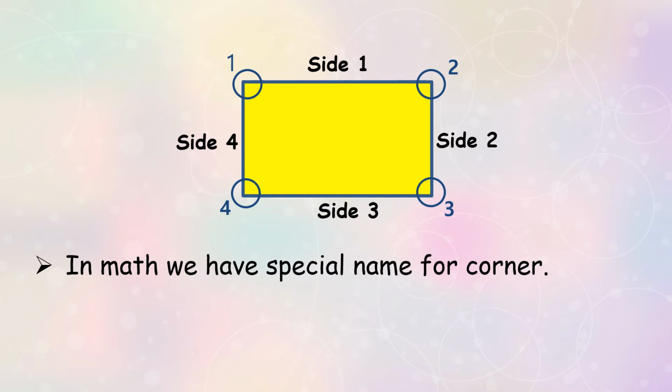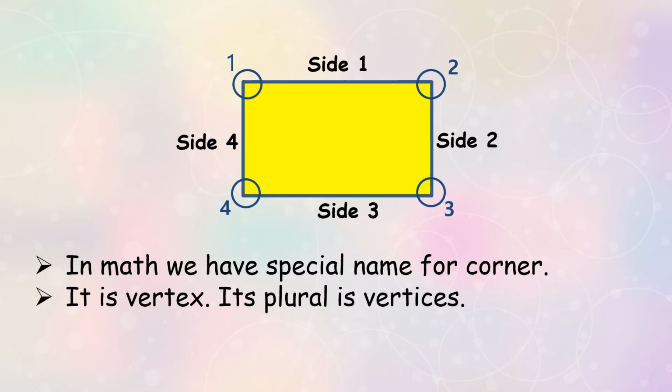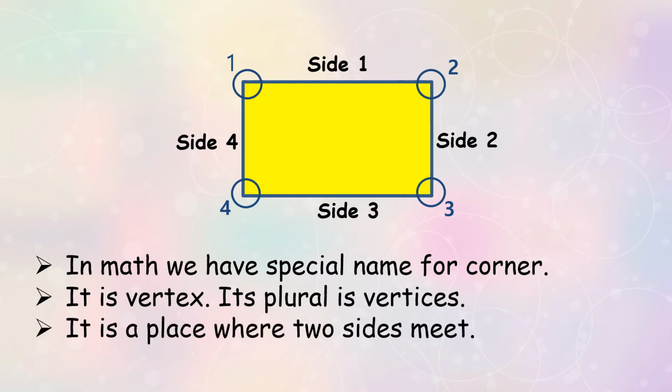Dear students, always remember that in maths we have a special name for corner. It is vertex, and the plural of this word is vertices. A vertex is a place where two sides meet. Look at the picture closely. Side 1 and side 2, they meet at a corner named vertex 2. Side 2 and side 3 meet at a corner named vertex 3. Side 3 and side 4 meet at a vertex named 4. And lastly, side 4 and side 1 meet at a corner named vertex 1.